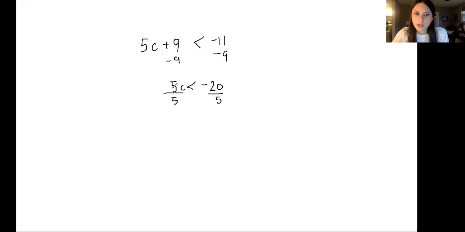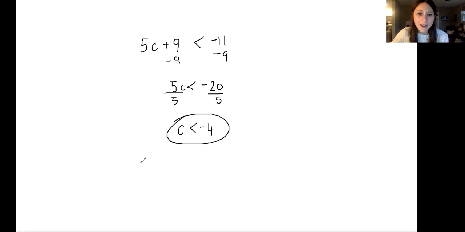Remember, we talked about if we divide or multiply by a negative on both sides of our inequality, we have to flip the sign. So when you have division or multiplication that you're doing with your inequalities, you need to double check and just think through, is this a positive or is this a negative? Okay, so thankfully, this is a positive 5, so I don't have to change anything. This is just because what's being divided here on both sides is positive. So my answer is c is less than negative 4.